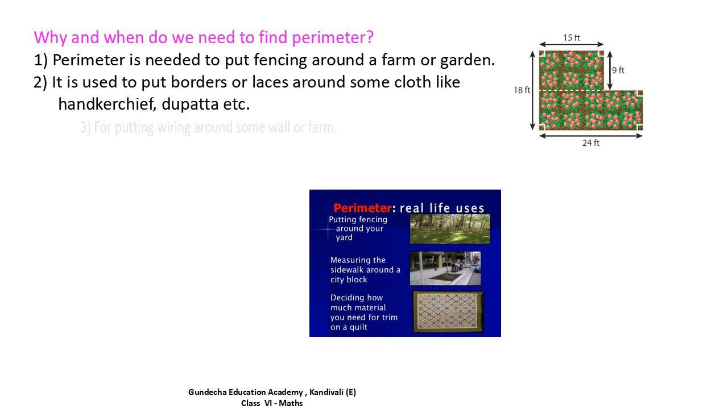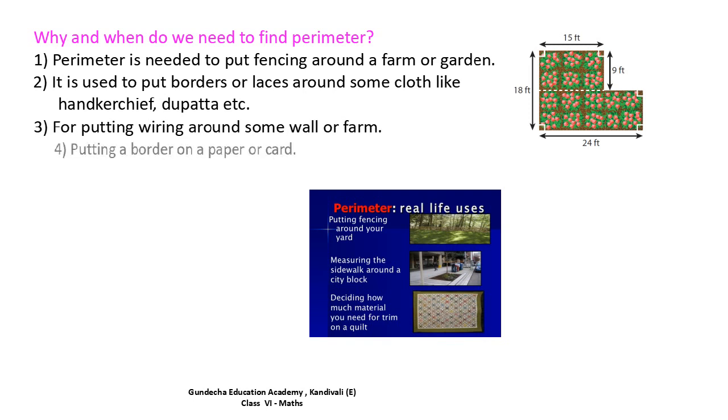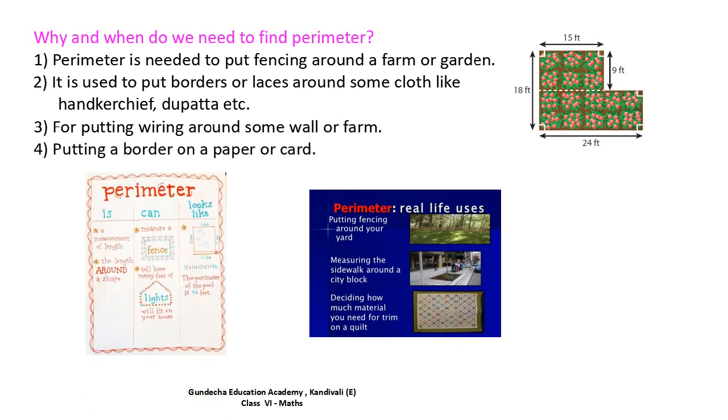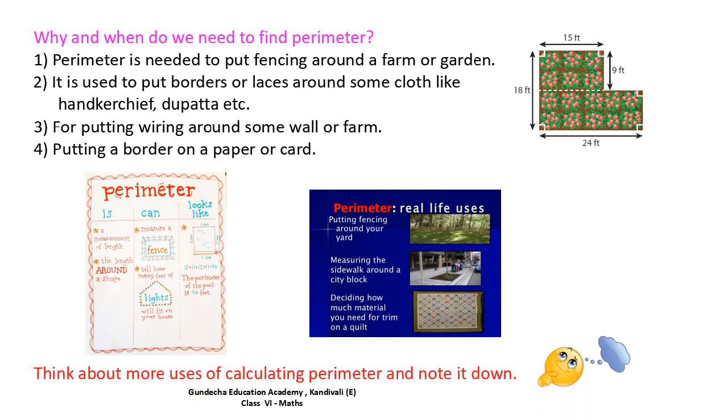Perimeter is required for putting wiring around some wall or farm. It is used to draw a border on a paper or a card. Think about more uses of calculating perimeter and note them down.